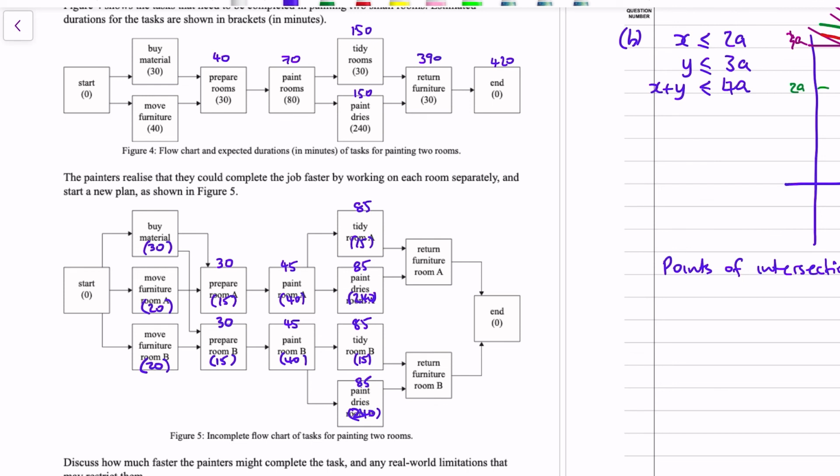So that's the longest part, right? So it doesn't matter where the tidying of the rooms happens. We've got to wait for the paint to dry. So 85 plus 240 is 325. That's the earliest that can start. And returning the furniture, again, we'll assume half for each, 15 minutes, 15 minutes. That takes us to 340, the end. So what we've done is saved 80 minutes.